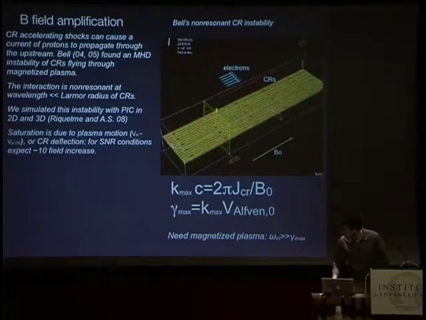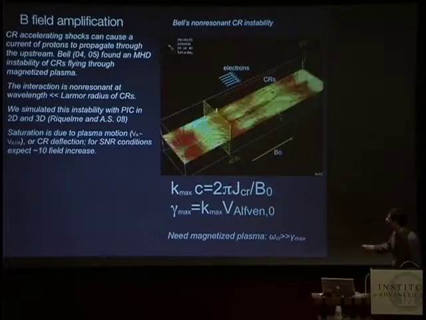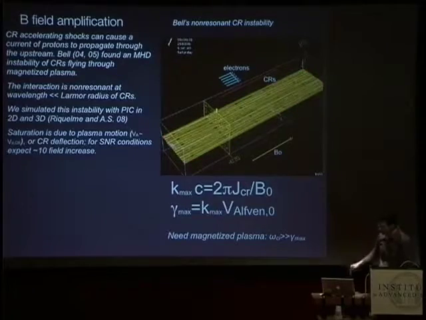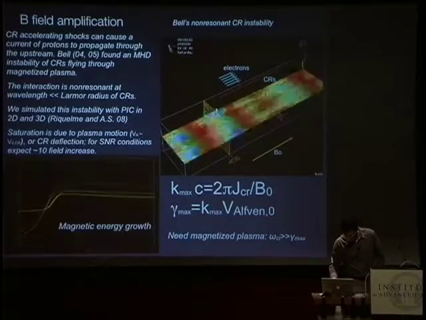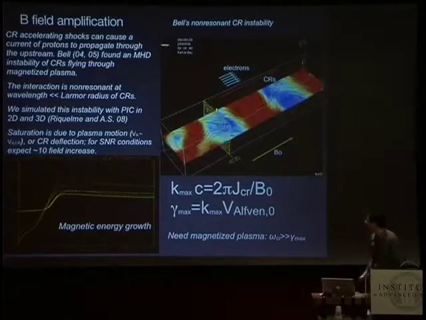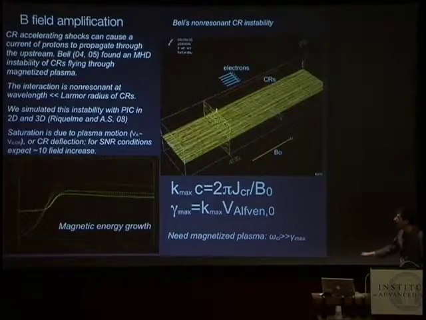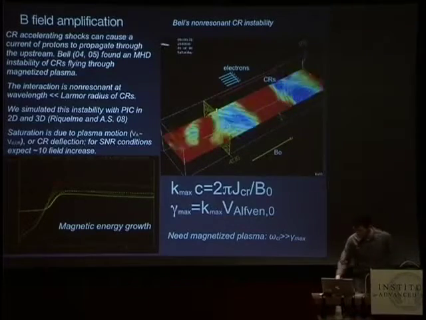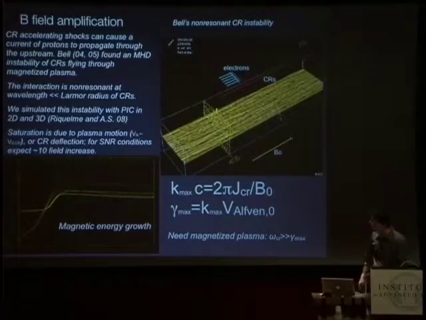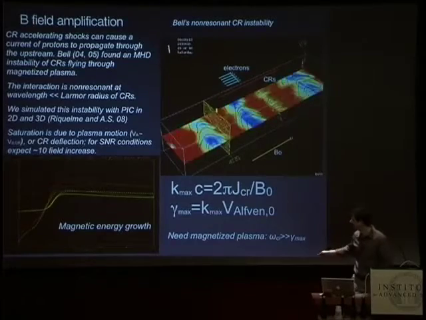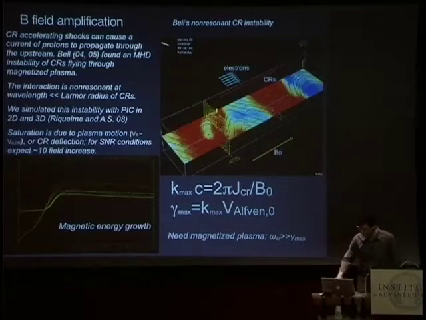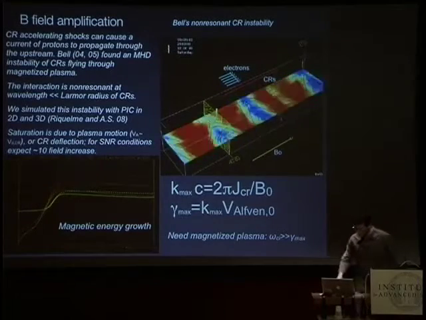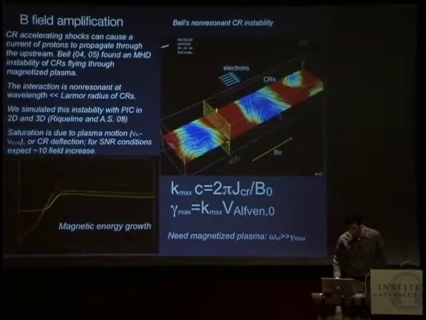The growth rate and the wavelengths depend on the current provided by the background particles. And what you find is that you can actually grow the magnetic field to levels larger than you start with, maybe by factors of 10. And then that field will get compressed at the shock. So this is probably a reasonable instability to work in the environments of the supernova remnants.